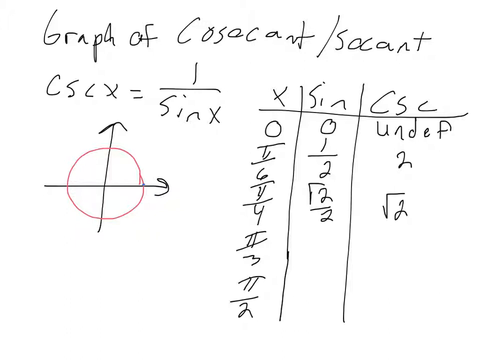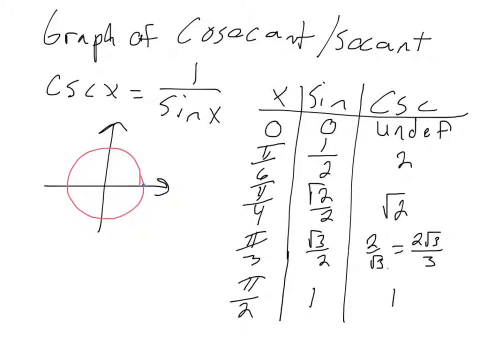Pi over 3 is square root of 3 over 2, so the reciprocal is 2 over square root of 3, which if we rationalize the denominator is 2 square root of 3 over 3. And then for pi over 2, sine is 1, and so cosecant is also 1 at that point.